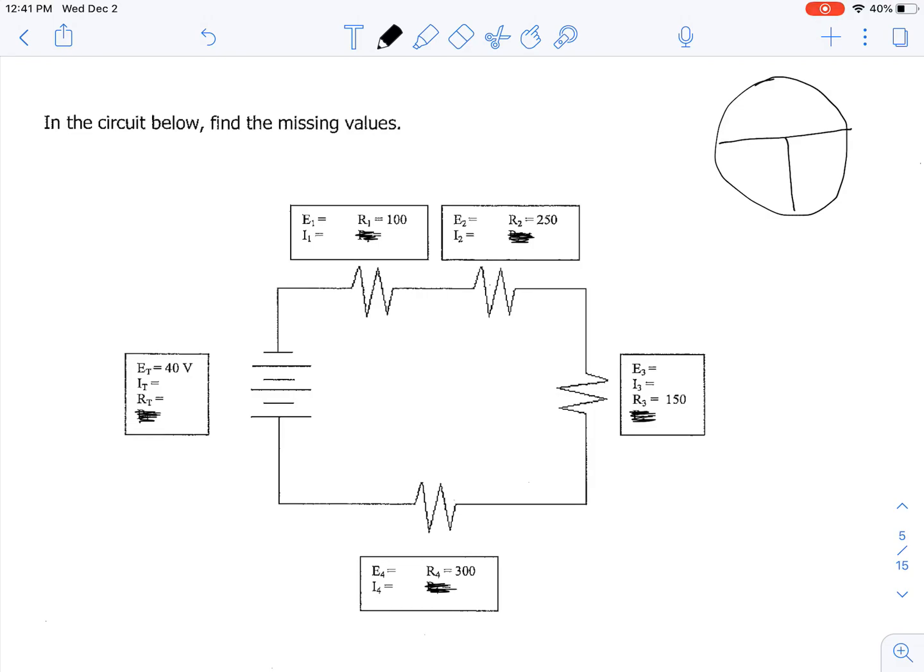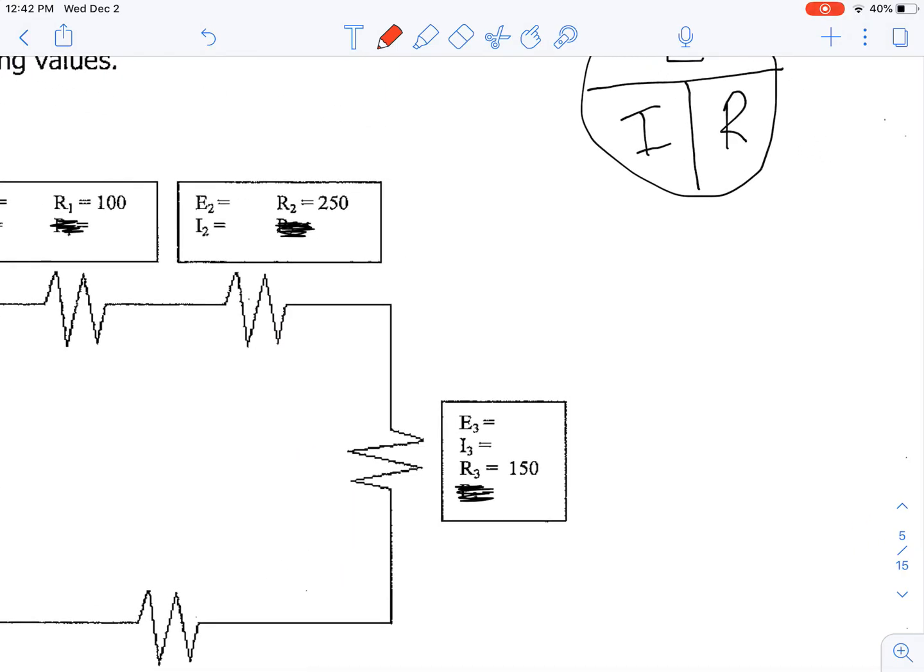What we have to remember is Ohm's law. Ohm's law from last week, we had V, I, and R, but we also know that V can also be represented by the letter E because it means electromotive force. So we're going to use that, and then we're also going to use our 3 rules. Our 3 rules were that I stays the same, voltage is the sum, and resistance is also the sum.